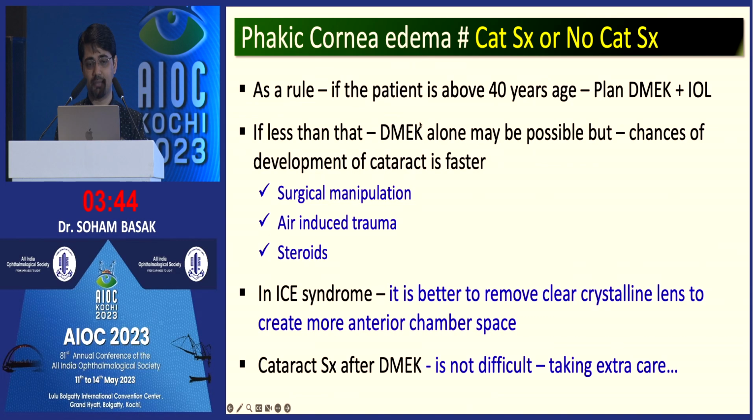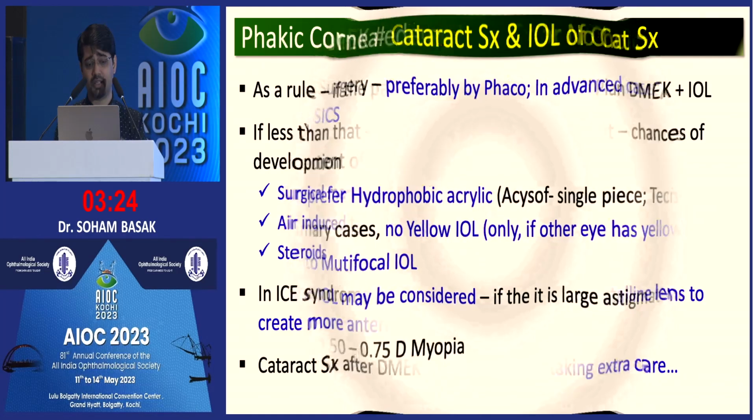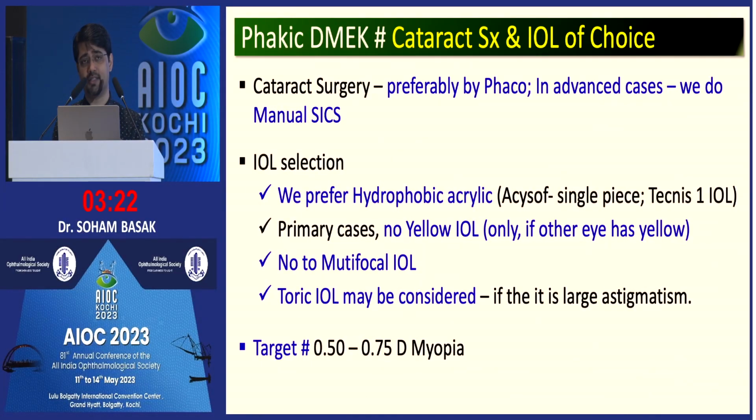This is a debatable topic, phakic corneal edema, whether to do a DMEK triple or not. Usually what we follow at our center is anyone above the age of 40, we tend to go for a triple. Younger patients, we can do a DMEK alone, but again, cataract develops early due to all the intraocular manipulation and steroids. In ICE syndrome, it's always better to take the lens out because that improves glaucoma control later on. IOL selection: it's a hydrophobic acrylic, usually white lenses.